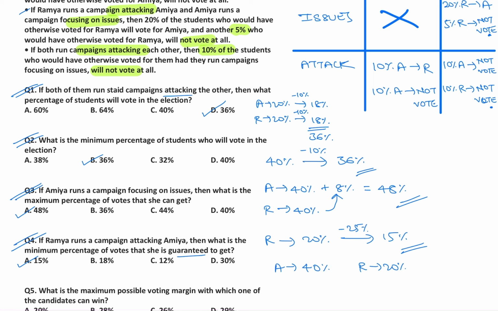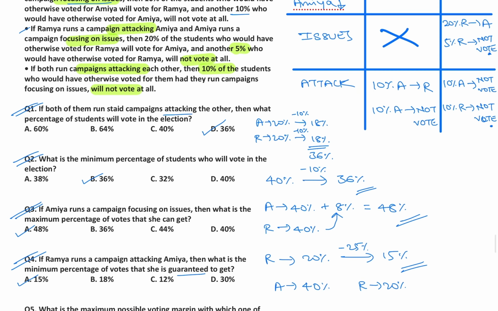So this is the case that we can simply ignore, because losing 10% in A and similarly 10% in R won't create any such huge voting margin. And we can already visually make out that these two of them will create a good enough voting margin that we can look at and check.